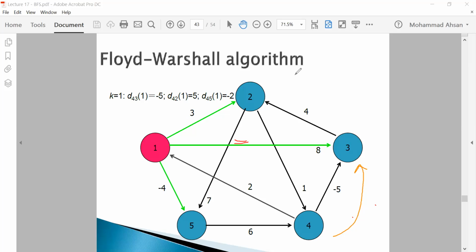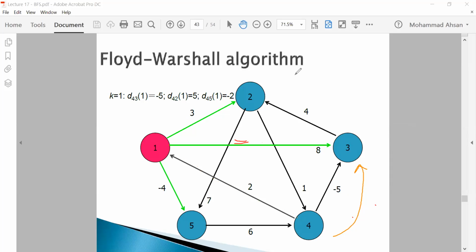What if I introduce one intermediate vertex, which is node number 1? When I go from 4 to 1 and then 1 to 3, the distance is 10. This is not less than my existing -5, so this is not the shortest path, obviously. So I will ignore that.